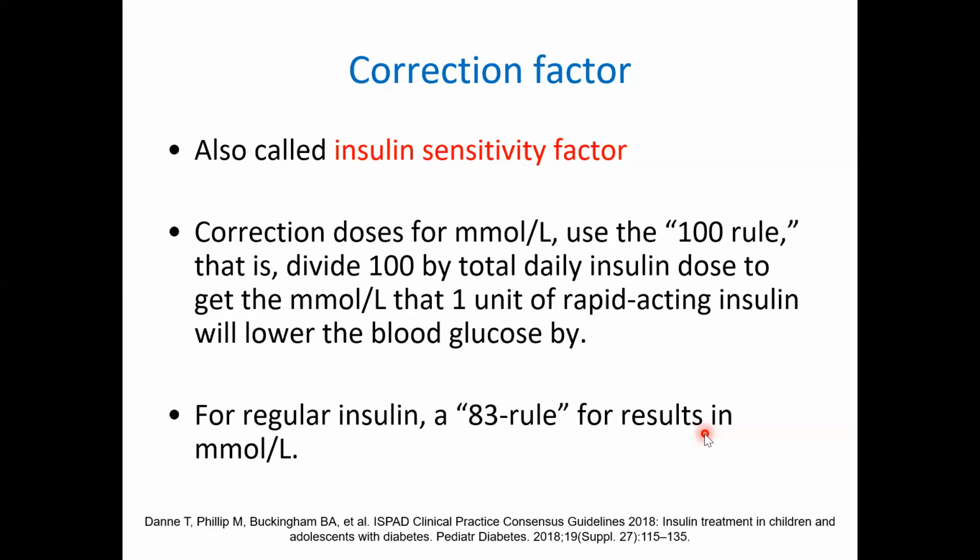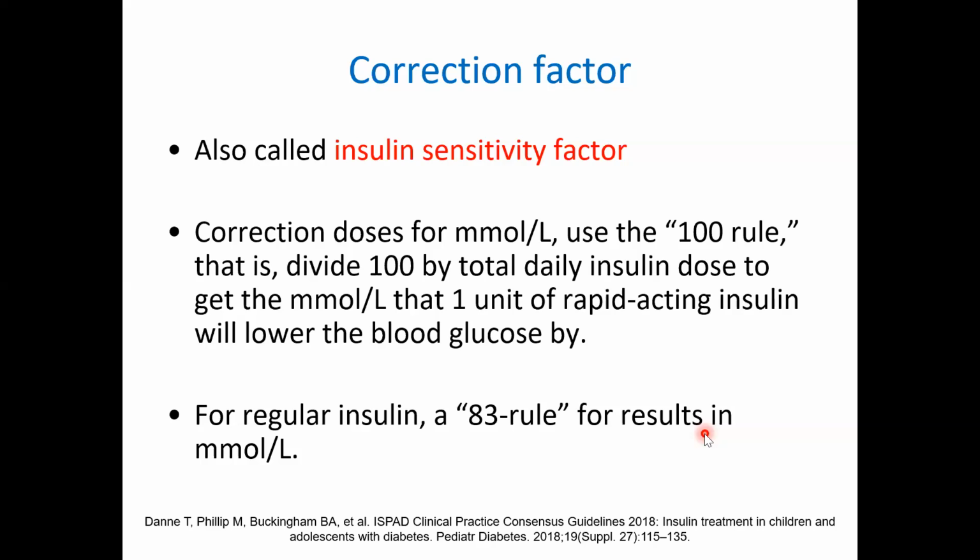If they're on regular insulin, regular is what we also call soluble insulin or short-acting insulin, then the constant is 83. 83 divided by the total daily dose of insulin. So for the case I presented, the patient was on regular insulin and on a total of 18 units of insulin. So we divided 83 by 18, and that gives us 1.46, which we rounded up to 1.5. So that means each unit of insulin will lower the blood glucose by 5 millimoles per liter.